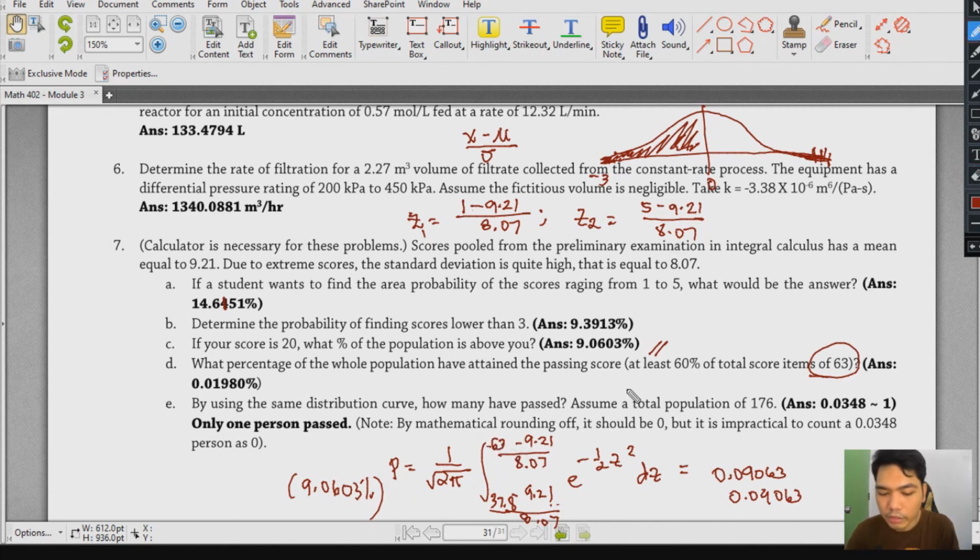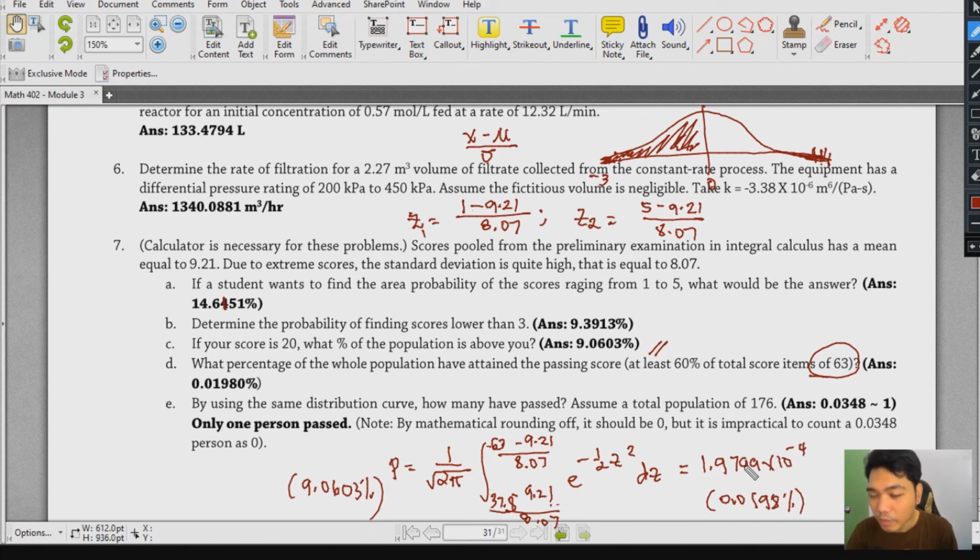So, therefore, what is the answer for this particular expression? So, the answer is 1.9799 times 10 to the negative 4, and in percentage, that is equal to 0.0198%. So, that is very low. To just generalize yung concept na what is the percentage of you finding someone na pumasa dun sa ating passing score na 60%. So, that's just, wala pa siyang 1%.